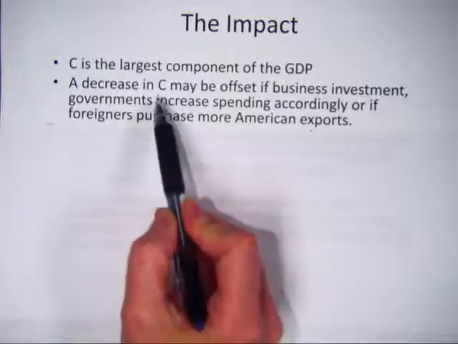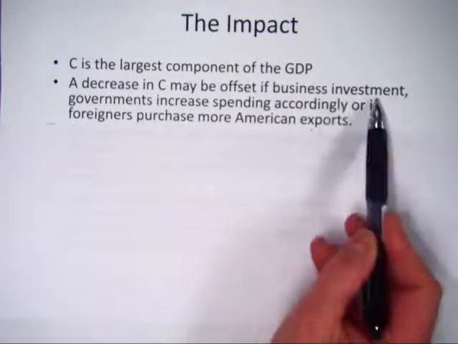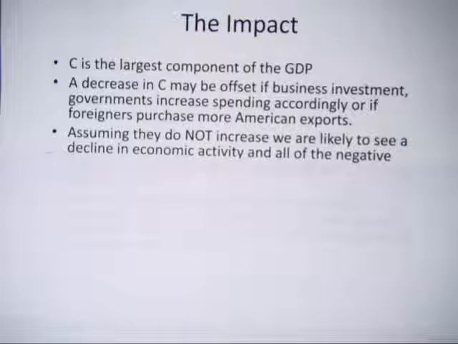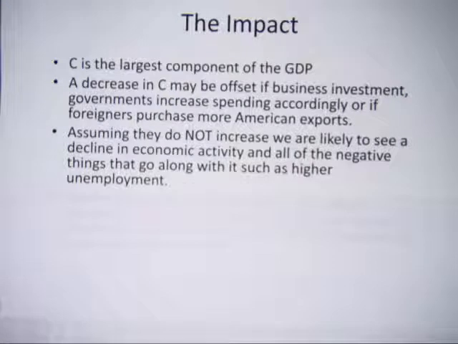A decrease in consumption may be offset if business investment, governments increase spending, or foreigners purchase more American exports. In other words, if I goes up, if G goes up, or if X goes up, that may counter the impact of a decrease in consumption. However, they might not. Usually they're not going to. I mean, if left alone, we aren't going to see an increase in government spending. We might see the government get involved to correct something, but it's going to have to make a deliberate attempt to do that. Again, assuming I, G, and X do not increase, we're likely to see a decline in economic activity and all those negative things that go along with it.